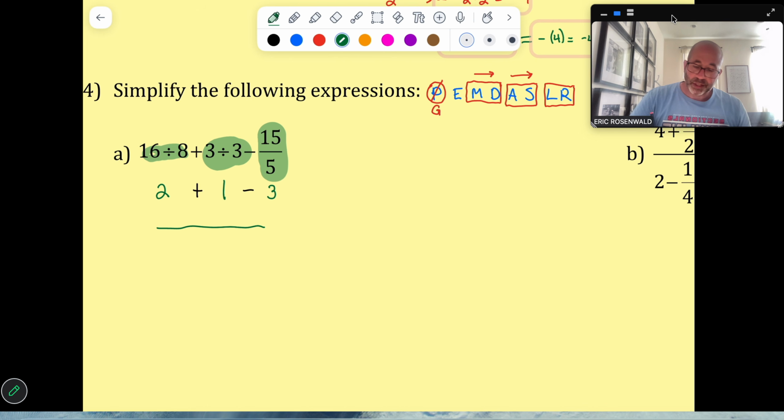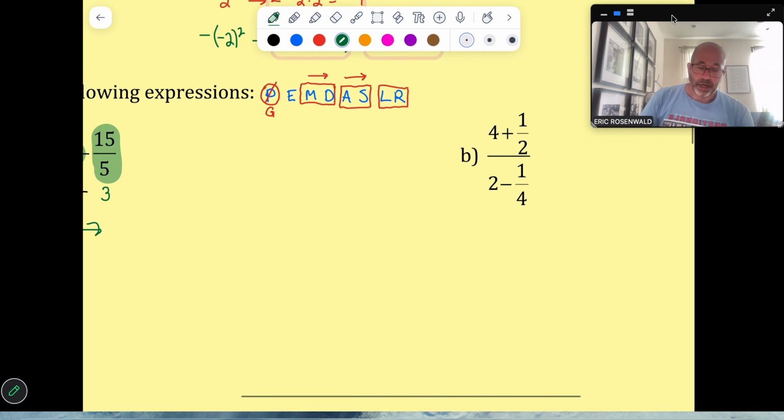So we'll go left to right straight through this then. And we're going to have 2 plus 1, which is 3. And then we have 3 minus 3, which is just 0. And this is our final answer. Okay? All right, let's start over here.